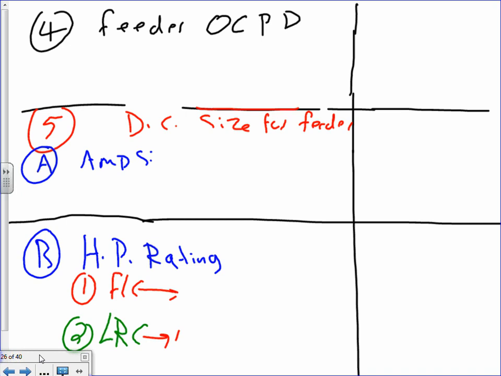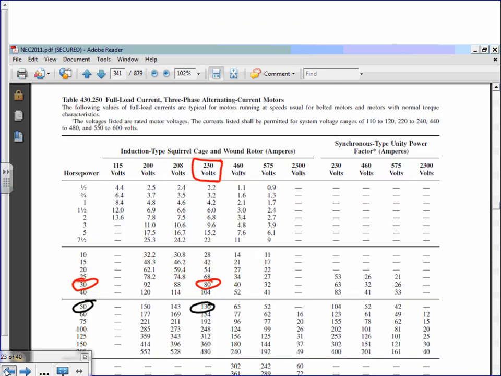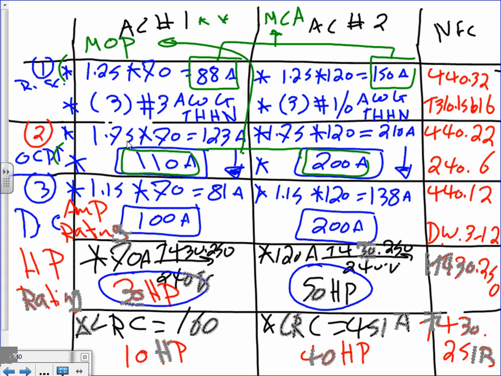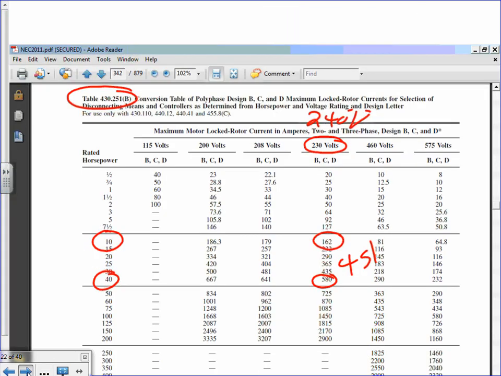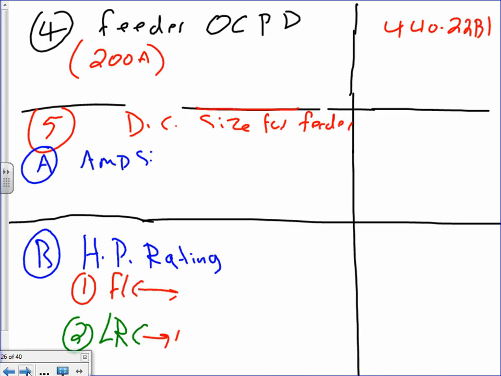Article 440.22, your reference for this one is 440.22B1, I believe. And it says, what is the largest overcurrent protection device in your system? What was the largest? The largest fuse that we did. Was it 200 amps? It was the fuse size, 200 amps. My calculation should show that one. So the fuse size, overcurrent protection device, 200 amps. Okay, thank you. So I got my 200 amps, the largest fuse.